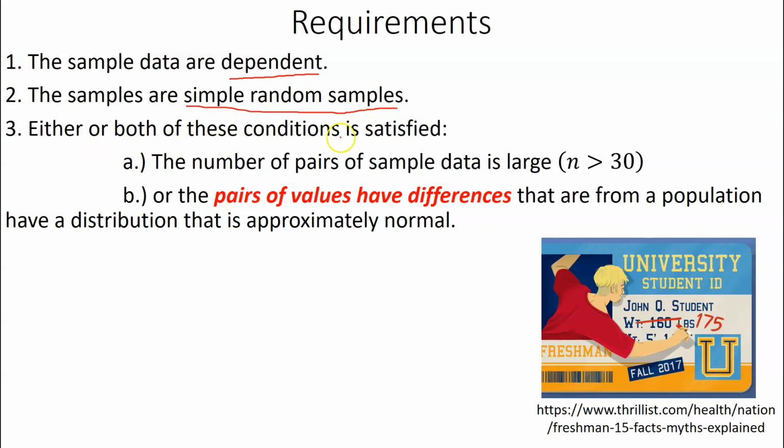Either or both of these conditions have to be satisfied. The number of pairs in the sample data is large, and what I mean by that is greater than 30. Or the pairs, since we're going to be pairing them up, have differences that are from a population that has a distribution that's approximately normal. So if you've got a smaller sample, we are still going to be using the t-test. You can have smaller than 30, but you have to know that it's approximately normal.